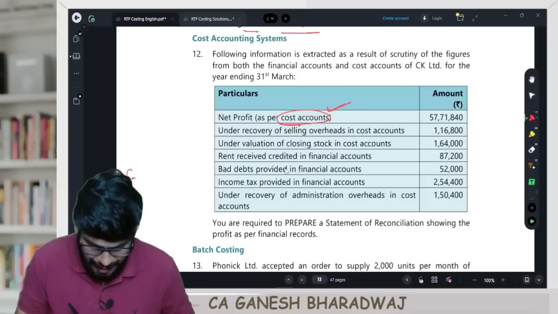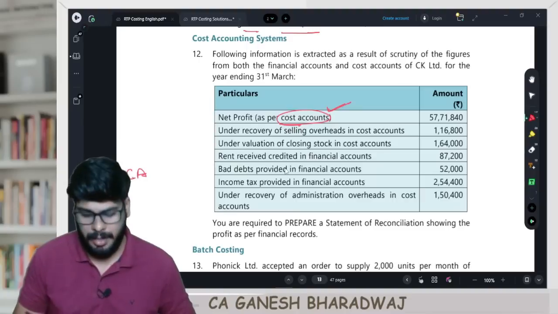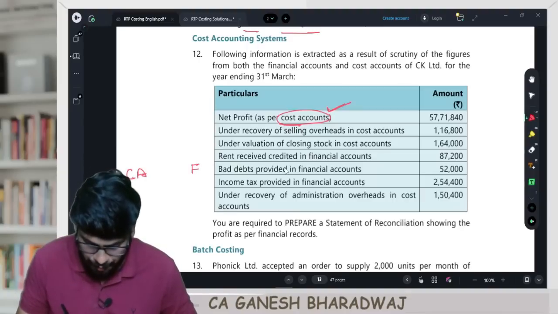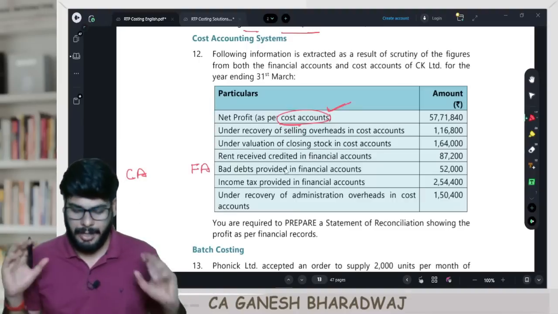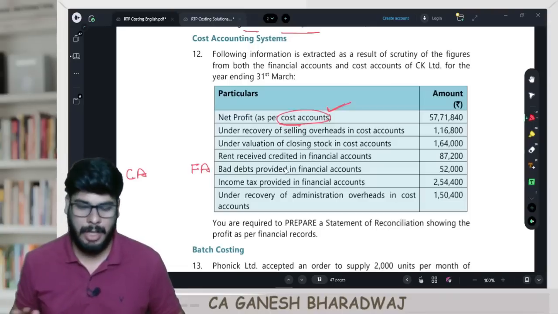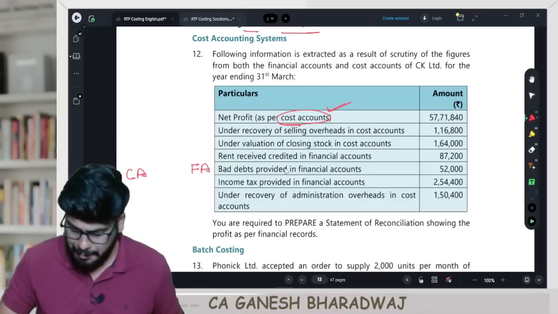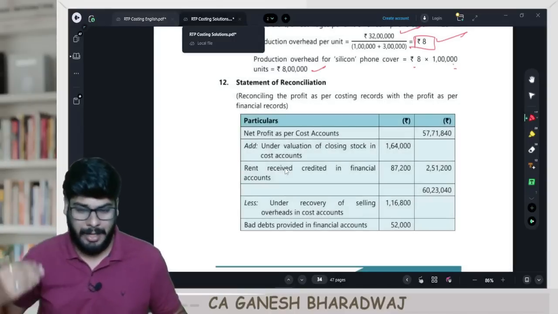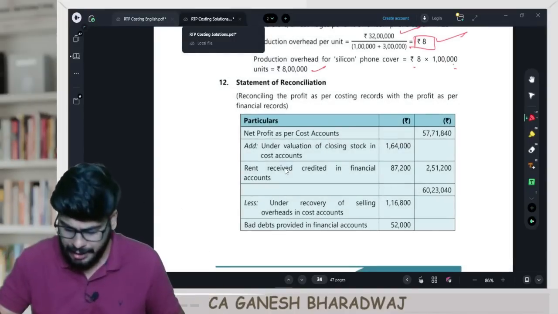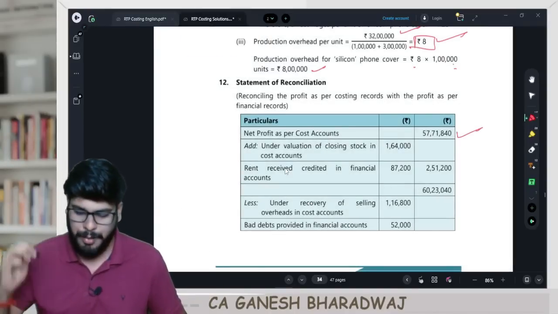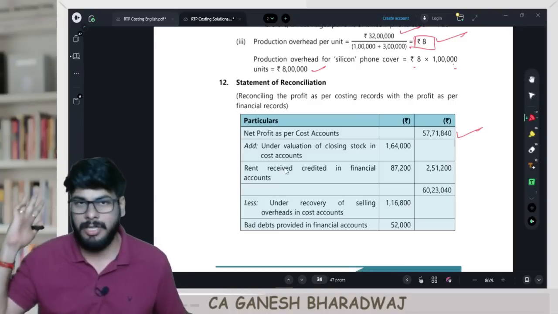Clear with this, right? So profit as per cost accounts is there, and you need to arrive at the profit as per financial accounts. Now, how do we go about with this? So we know the format of the reconciliation statement. Obviously, in this case, the starting point needs to be what? Your net profit as per costing records, right?